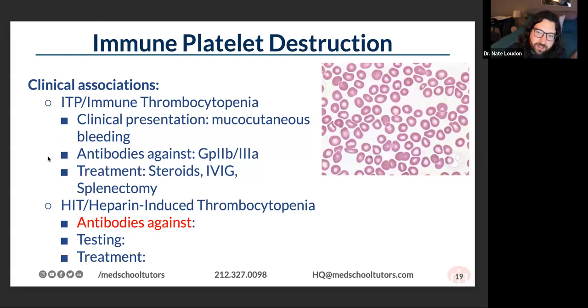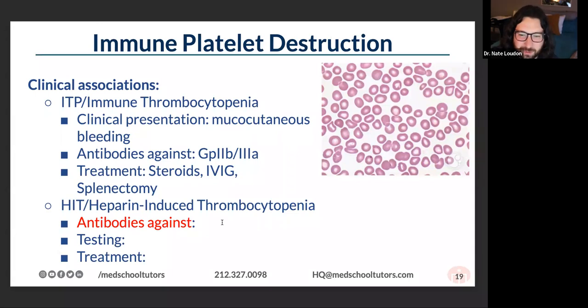And okay, now we've got to think about HIT. The way these patients will present is somebody who you give heparin to, let's say they were recently started on heparin, or they're in the hospital and you're trying to give them DVT prophylaxis and they're clotting everywhere. And you're like, what the heck? I thought I was anticoagulating them, and now they're making blood clots. Then you consult hematology, and they tell you to get antibodies against what? What antibody do we need to worry about?